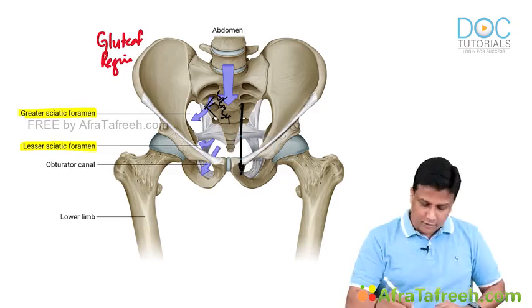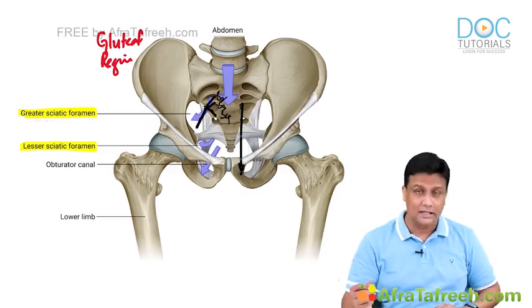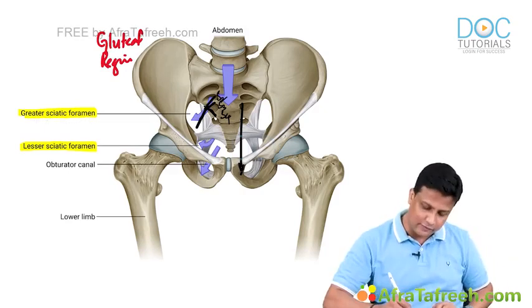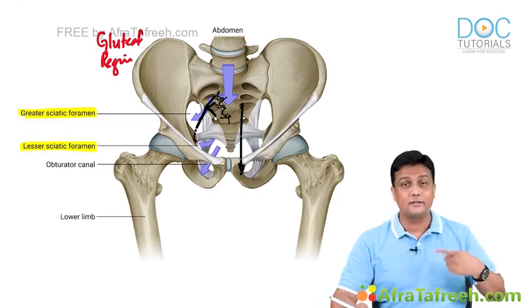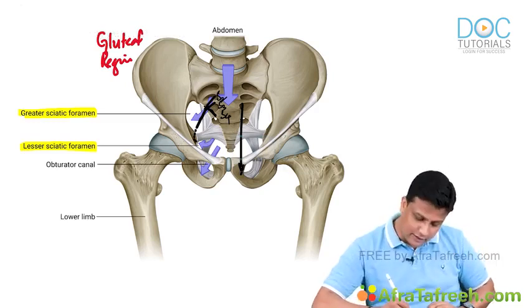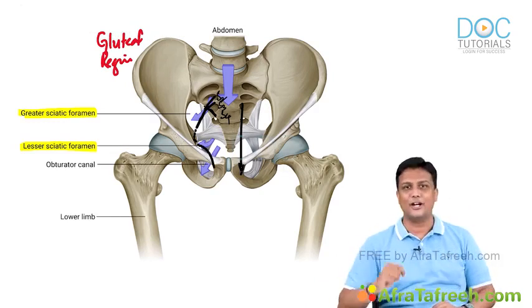So what they will do, like pudendal nerve: first of all it will be going through the greater sciatic foramen. And after passing through the greater sciatic foramen, it is going to take a turn around that spine, that is nothing but the ischial spine, and then it is going to come into the perineum region via the lesser sciatic foramen.